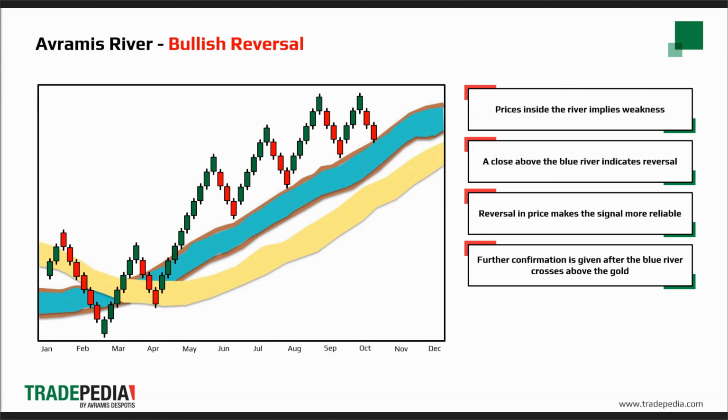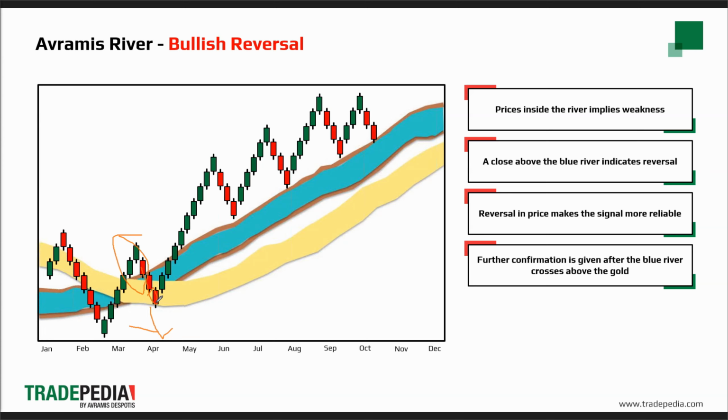So for the river, the bullish reversal, price inside the river implies weakness. The reason why we always look at the rivers, and the Ichimoku cloud indicator works the same way, is because let's say price is here, then obviously it's very safe. Let's say price goes down, obviously you cannot say there's a reversal pattern already. Price has to go below this golden river to say there's a reversal pattern. So a close below the blue river obviously indicates reversal.